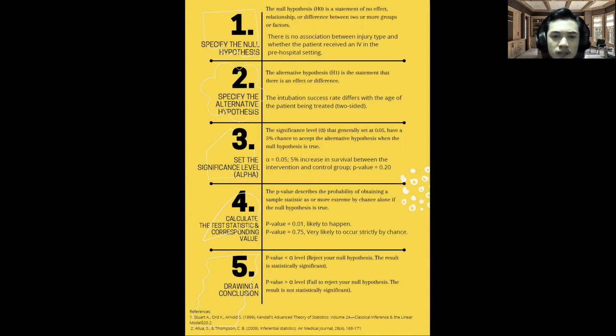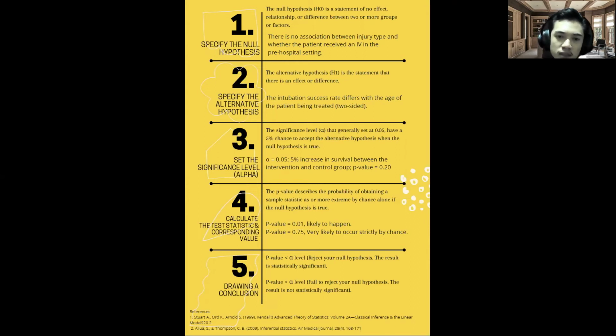And the second step is to specify the alternative hypothesis. The alternative hypothesis is the statement that there is an effect or difference. For example, the intubation success rate differs with the age of the patient being treated.